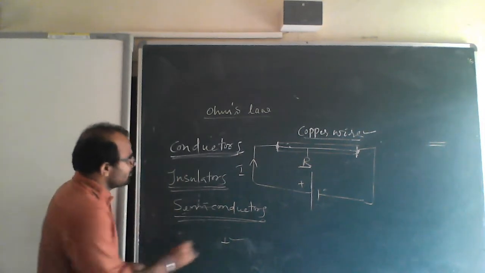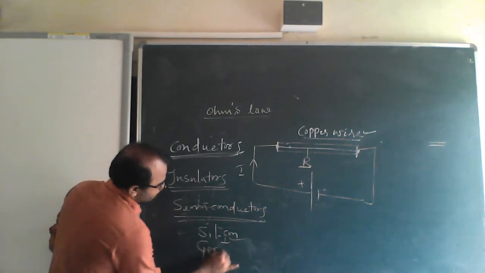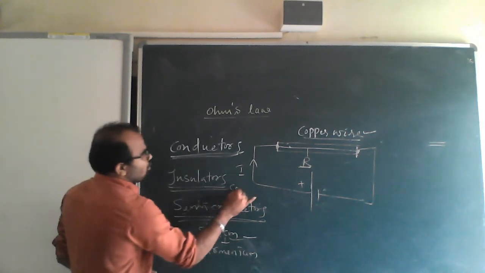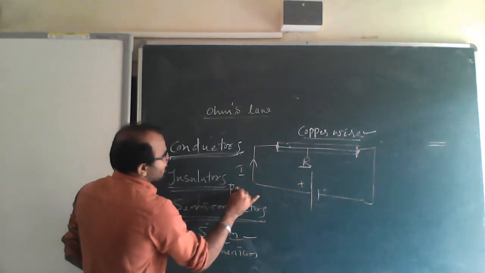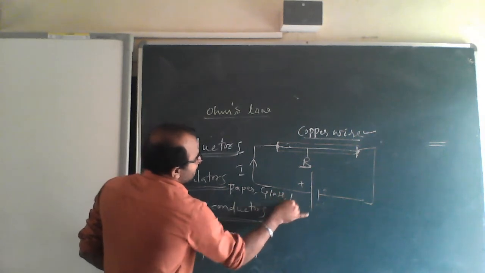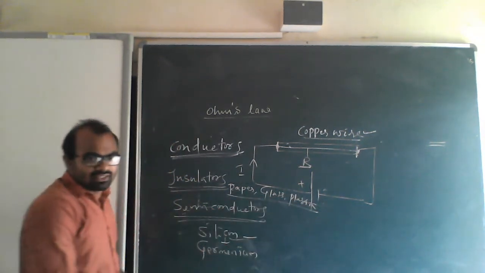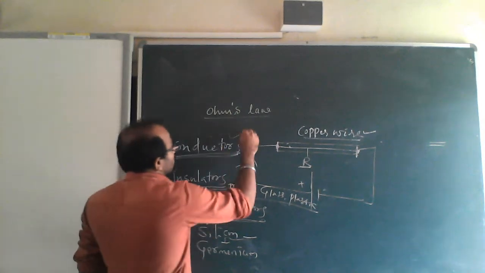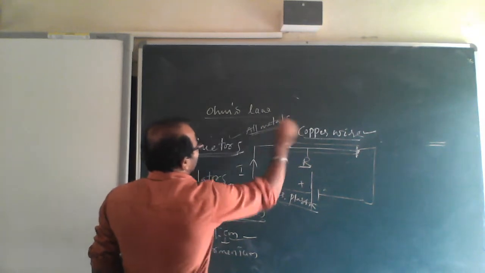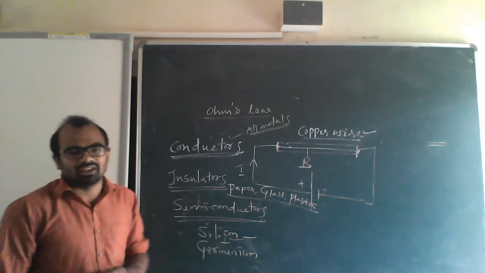For example, silicon and germanium are examples of semiconductors. Insulators, you know, for example paper, glass, plastic. What about conductors? All metals. All metals are good conductors of electricity. So these are conductors, insulators and semiconductors.